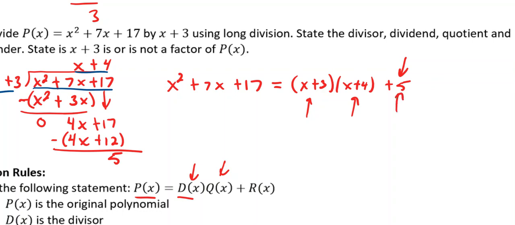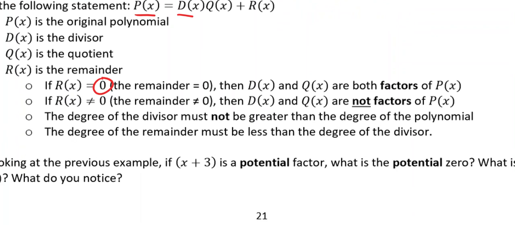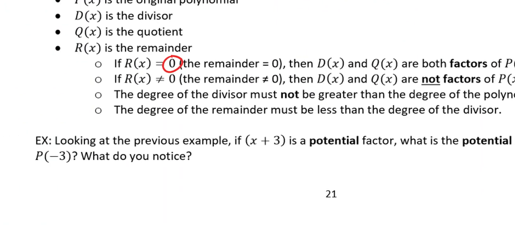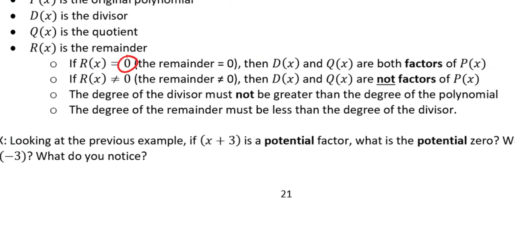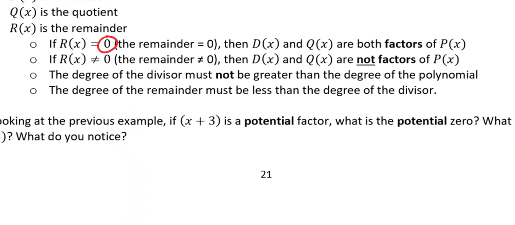If it's not, then those aren't factors, because it has to be those two things multiplied together to give me my number. So if there's no remainder, then those are factors. If the remainder is not 0, so it's like some number, then they're not factors. And the degree of the divisor must not be greater than the degree of the polynomial, and the degree of the remainder must be less than the degree of the divisor.